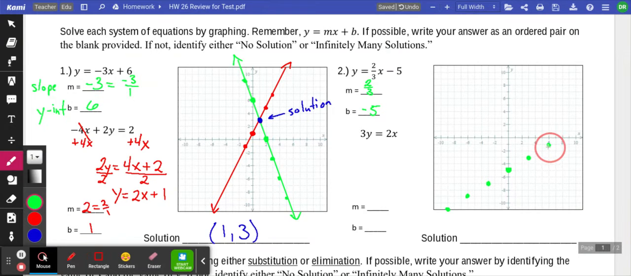Okay, and since we're trying to figure out where two lines will intersect, it's good to show multiple points. So I'll show those points and then I'll draw through them. So there's our first line.